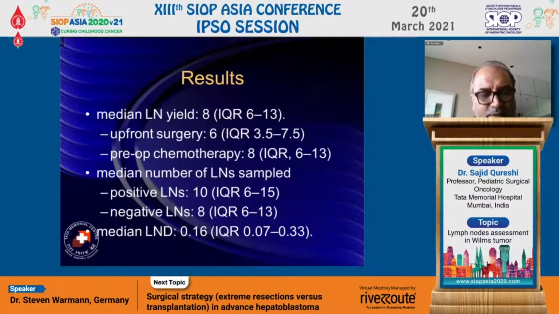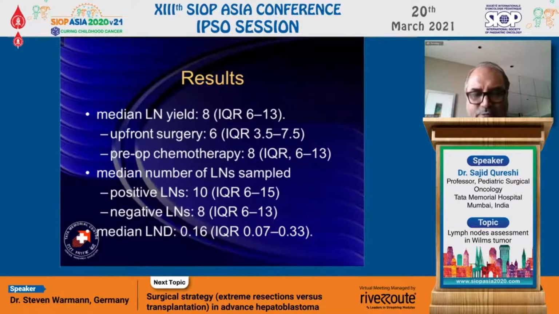And the lymph node yield: how many lymph nodes were we able to harvest with this technique? The median yield was 8. For upfront surgery, it was 6, and after chemotherapy, it was 8. Now, mind you, the lymph node yield after chemotherapy is supposed to be less, but we got a yield of 8. This is probably because of the religiousness. We went and sampled each station. That assured us of a good yield.